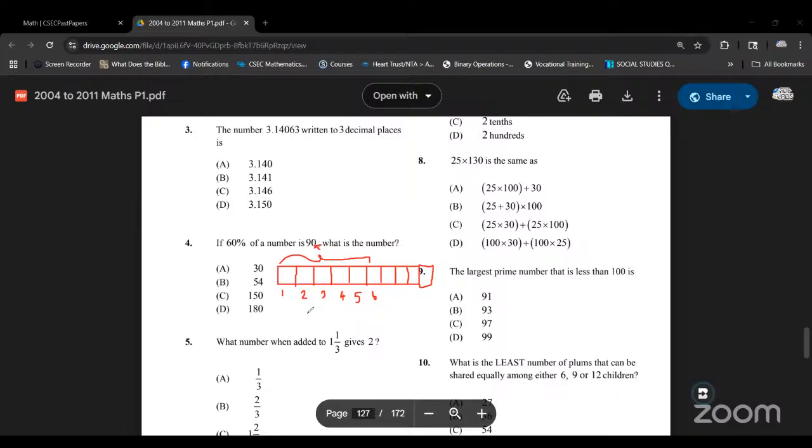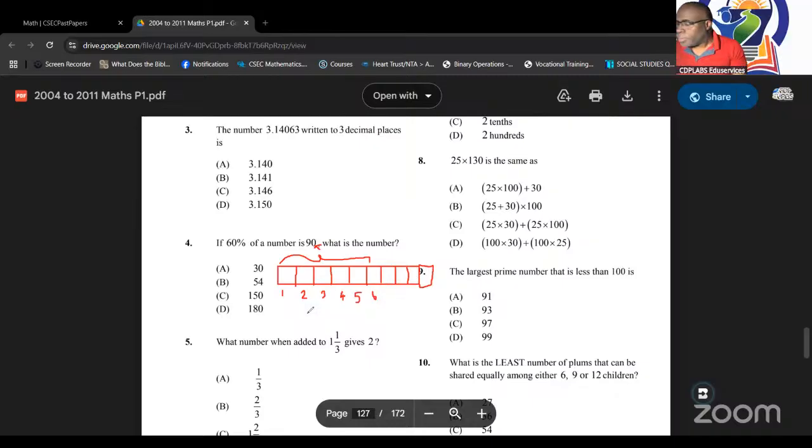Find out how much the rest of them value. Well, how would you do it? That's a question. How would you do it?